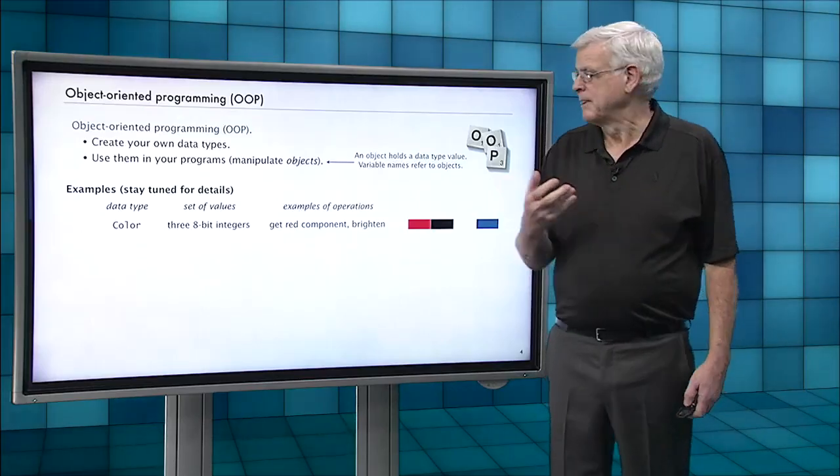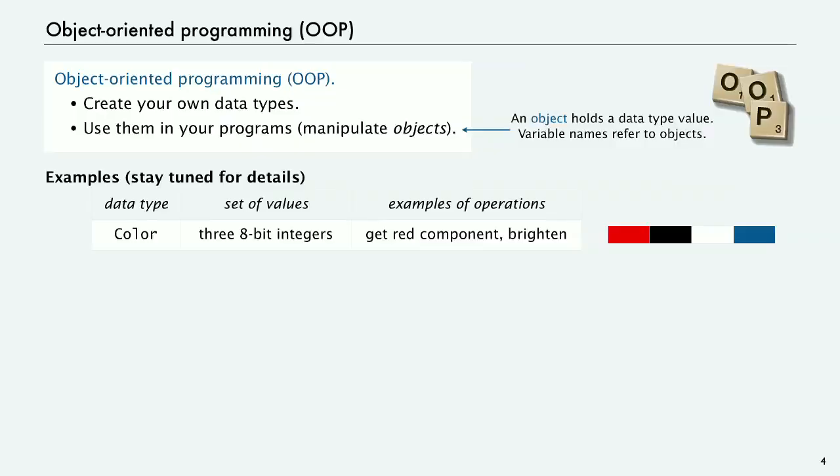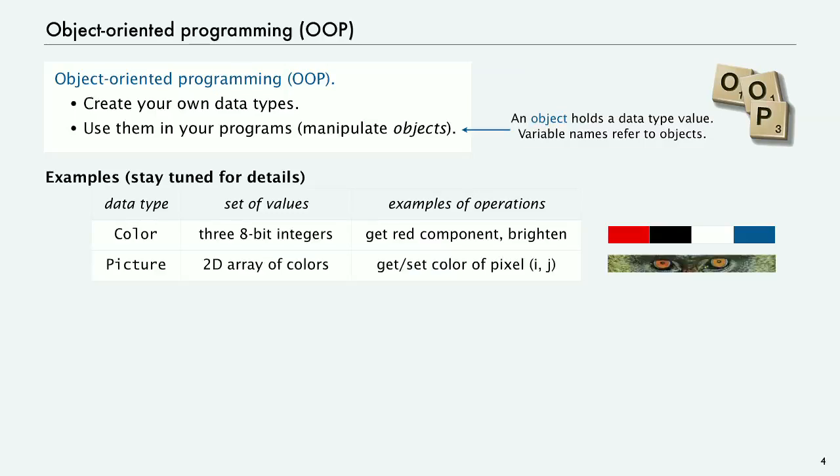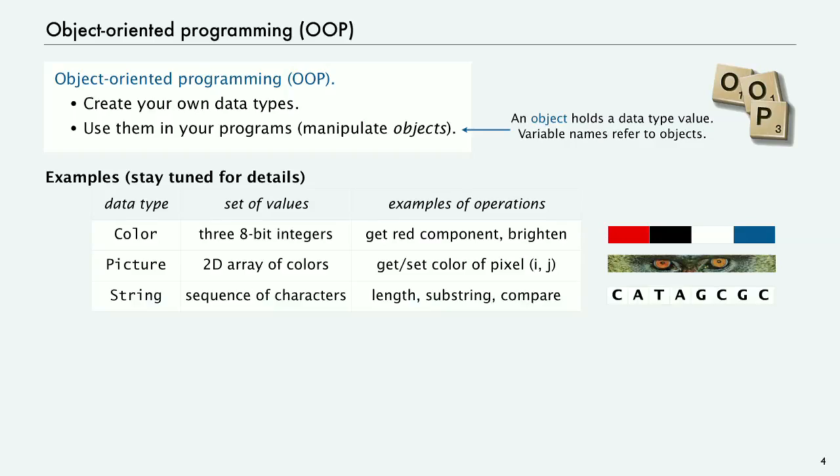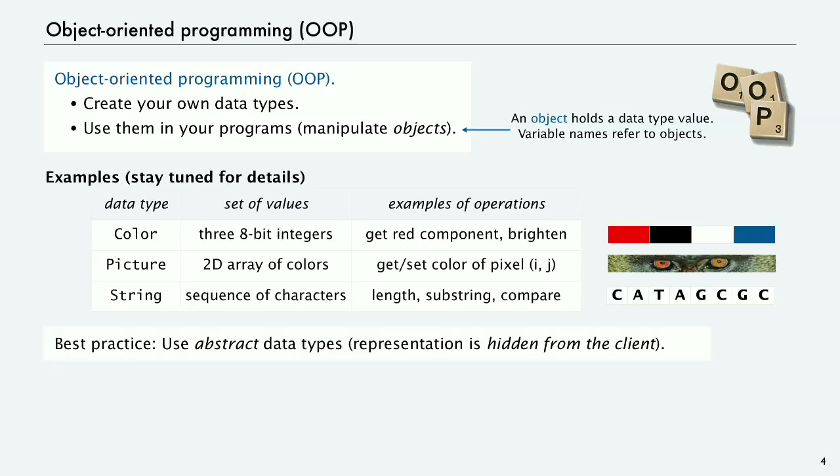First one is color. A set of values turns out to be three 8-bit integers. And then we have various operations like get one of the components or brighten or darken. Then we'll look at pictures, which are 2D arrays of colors. And there we want to get or set the value of a pixel in the picture. We have been using strings, and we'll talk about them in more detail, where we know a string is a sequence of characters, and there's lots of operations that we can perform on strings, and many interesting, important programs around strings.